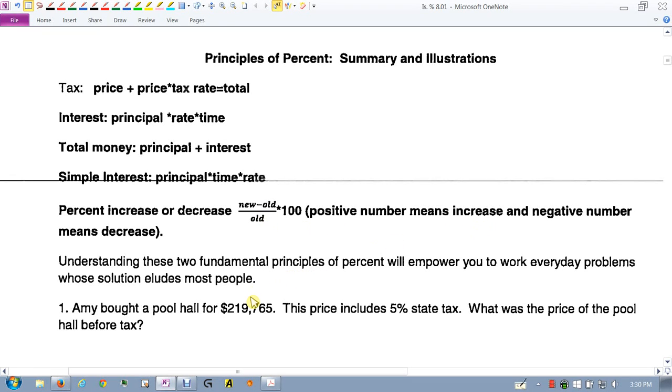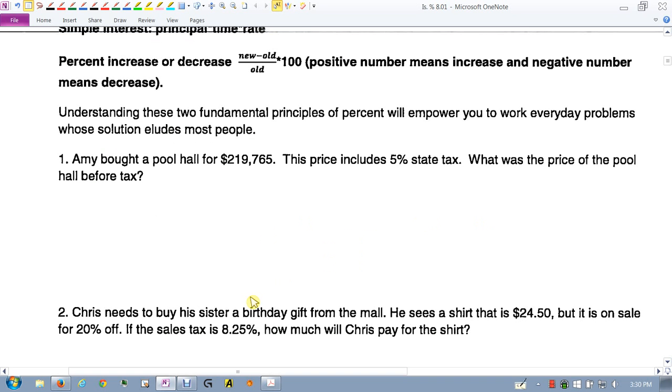All right. Here we go. Amy bought a pool hall for $219,765. That's a pretty common real world situation, right? You just go out and buy a pool hall. That happens all the time. This price includes 5% state tax. What was the price of the pool hall before tax?